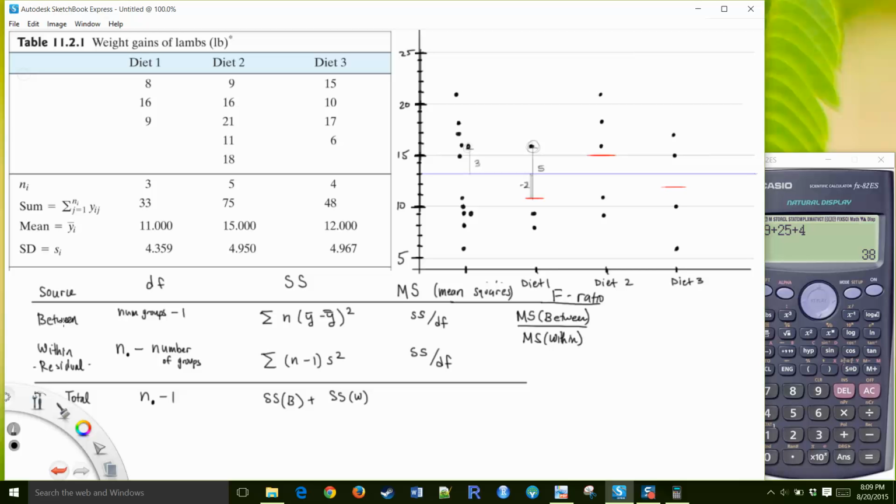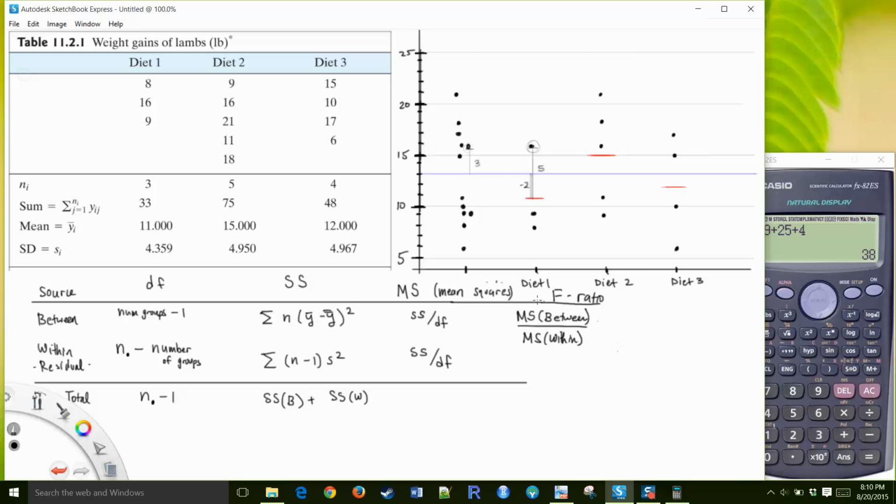And I think that will be it for one way ANOVA. Okay, so we'll fill this table out using the data that we have here. Okay, so I've got source, between, and residual.